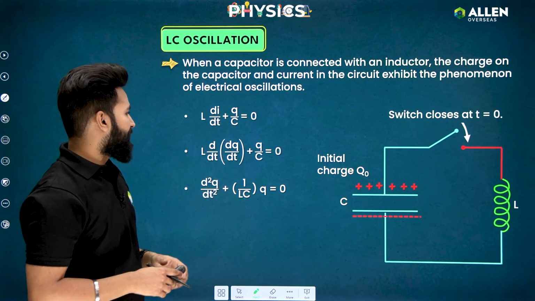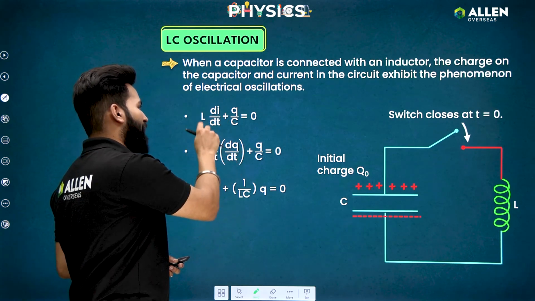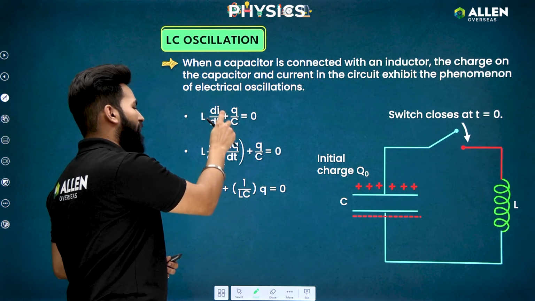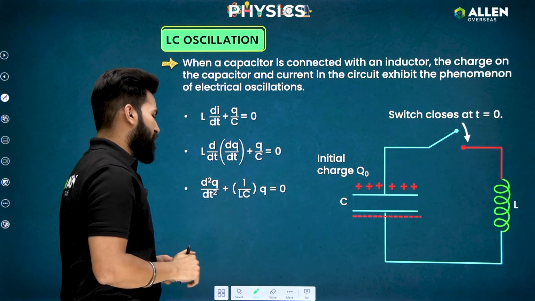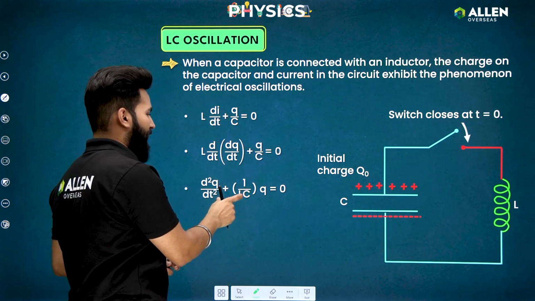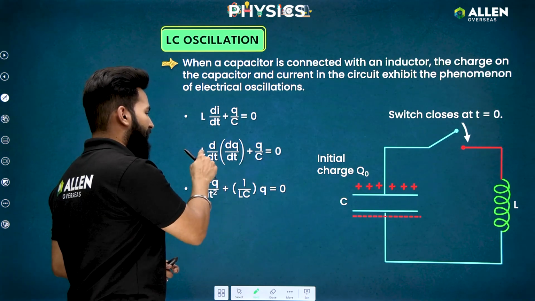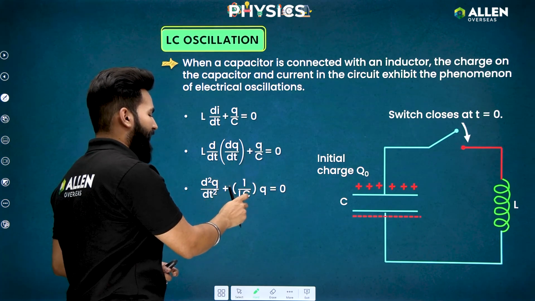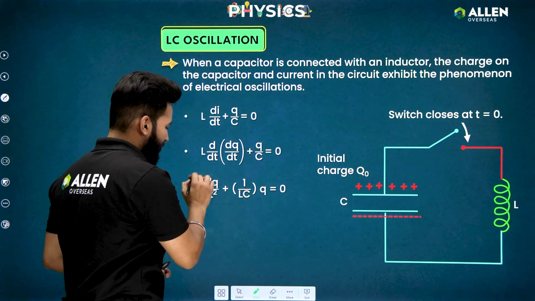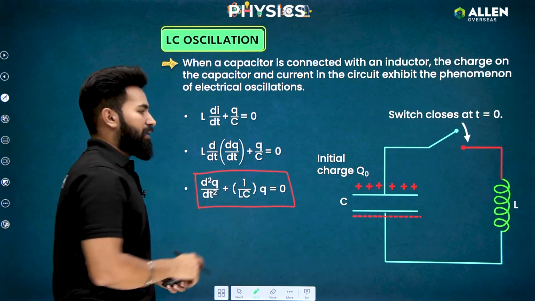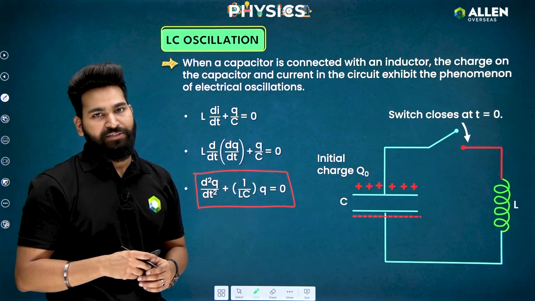Now I can simply write this i as dq by dt. So it becomes L into d by dt of dq by dt plus q by C equal to 0. This equation that we obtained, d by dt of dq by dt, that means double differentiation of charge, divided by L, so I got d2q by dt2 plus q by LC is equal to 0. This equation is the equation for oscillations of the charges.